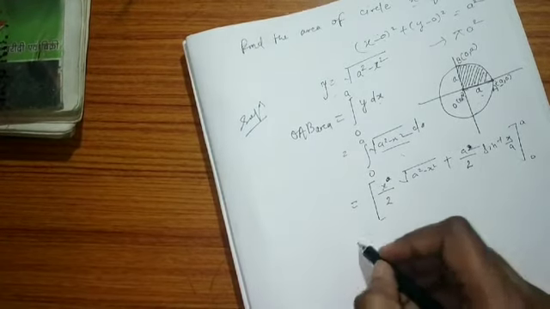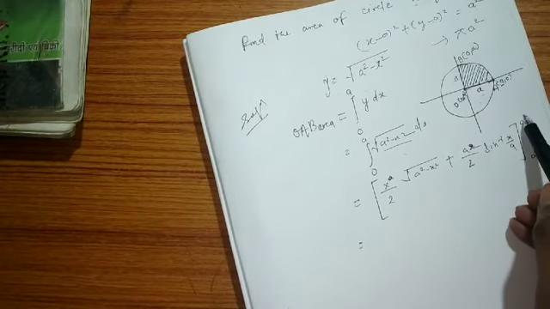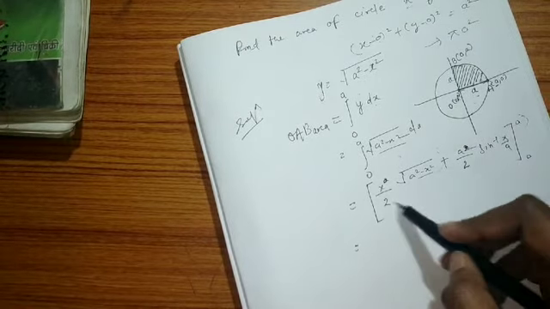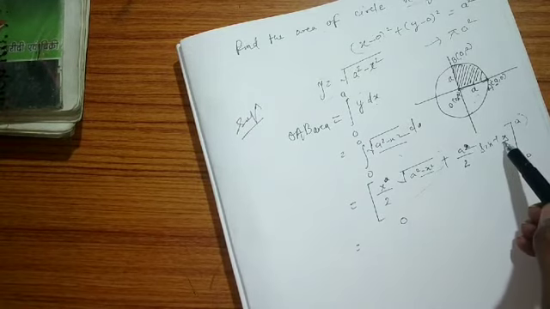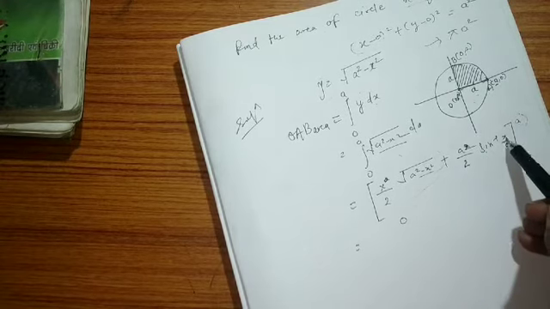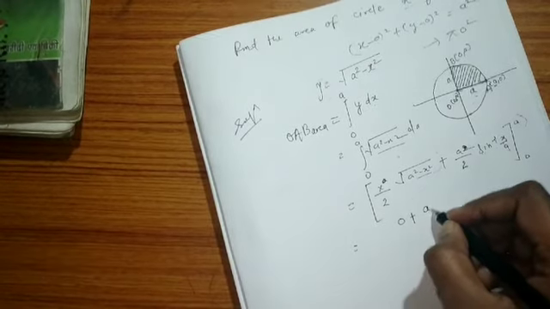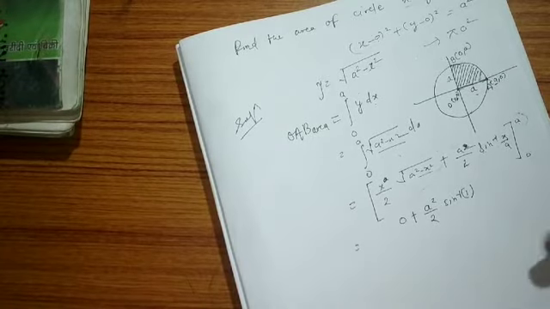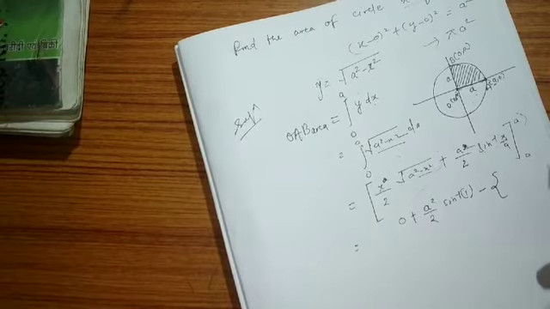First of all, we'll put in the upper limit, which is a. When we put a here, this quantity will become 0. And when we put the limit a here, it will become sin⁻¹(1), so plus (a²/2) sin⁻¹(1). Clear? Minus the lower limit. The lower limit is 0.